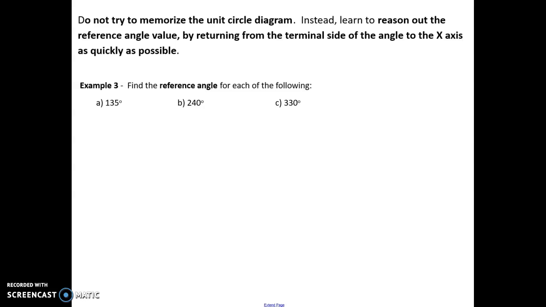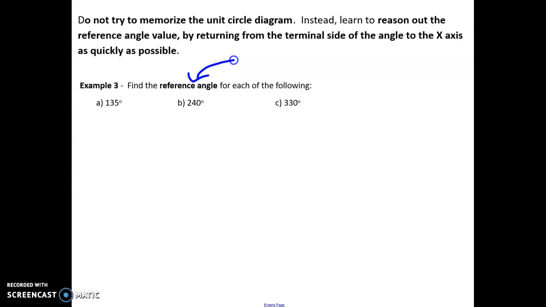So for part 2, we're going to be looking first of all at example 3. It says, do not try to memorize the unit circle diagram. Instead, try to reason out the reference angle value by returning to the terminal side of the angle to the x-axis as quickly as possible. So what that's saying is that remember to find a reference angle, you have to go to the nearest x-axis.